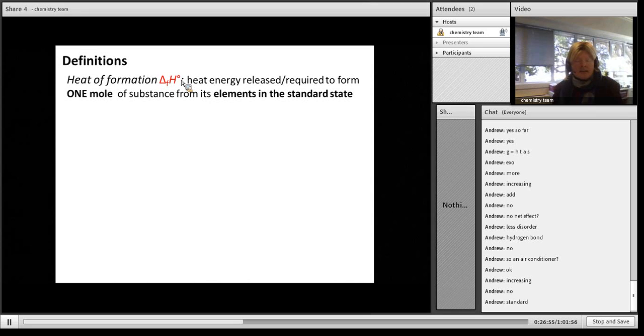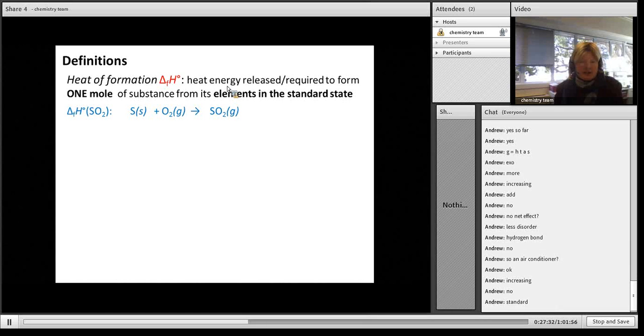Correct, Andrew. Just like you got that E cell naught or that E naught reduction potential, the standard reduction potentials that we did in the 3070 series. It's just the standard temperature of 20 degrees, standard pressure of 1 atmosphere, and so on. Actually, I think the temperature is 25 degrees. It's just slipped my mind. So under standard conditions, this will always happen. And it's the heat energy released or required. It could be positive or negative. But the important bit is this 1 mole of substance.